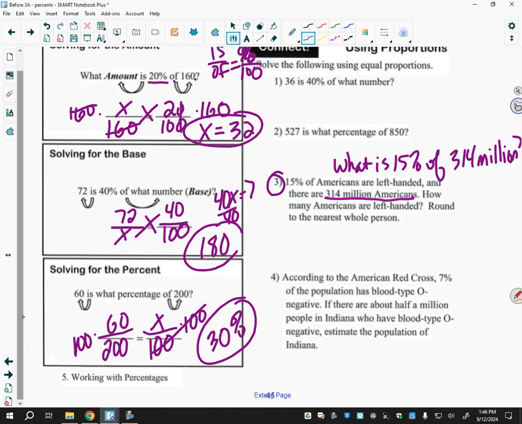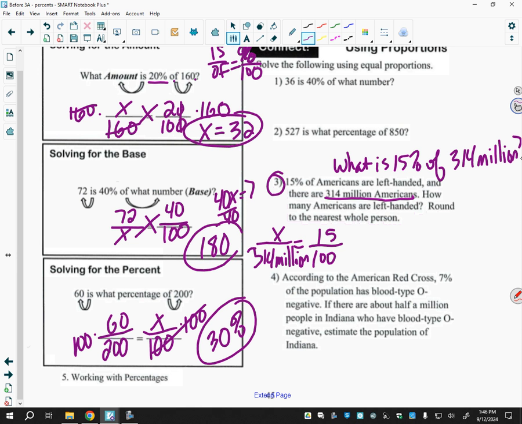Oh, I was going to put 15 on the other side and 314 below. Because 314 million is the whole amount, and we're looking for the is in this one. Would you have a shortcut, Parker, on this one? Percent on the right side, so it'd be 15 over 100. And then x on the other side, over 314 million. Yeah, that's what I'm going to do too. That's good because that means we're doing the right things.